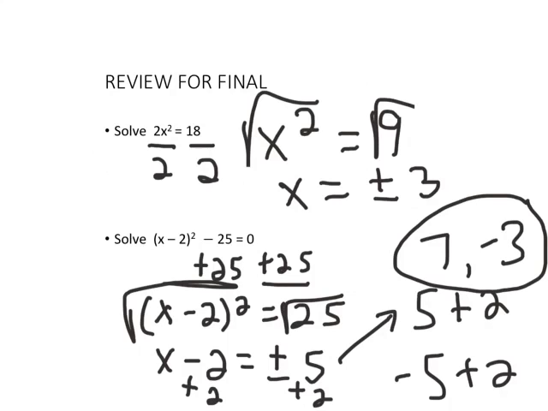7 and negative 3. Let's go ahead and pause the video here if you need a couple seconds to write these examples down into your notes. These are two good examples, and once again, the first equation solving method that we're practicing here is the method of taking square roots. Don't forget, students, that whenever you take the square root of a positive number, it comes out to be plus or minus.